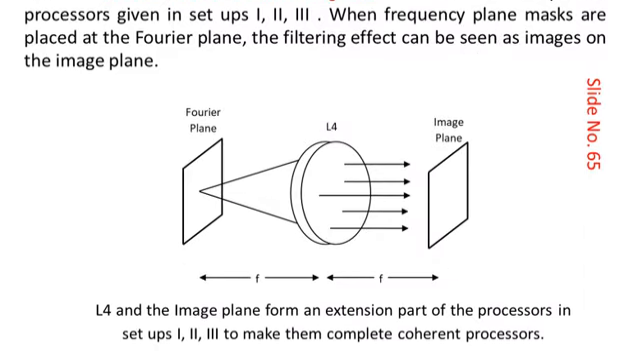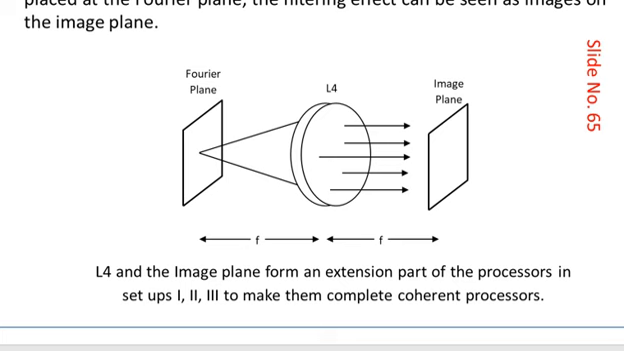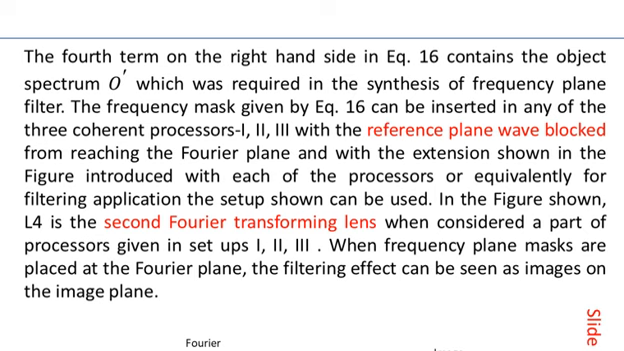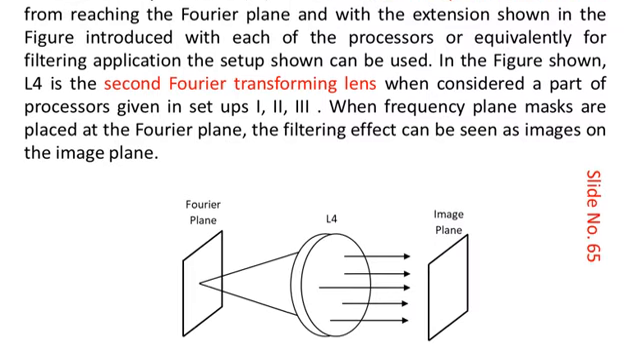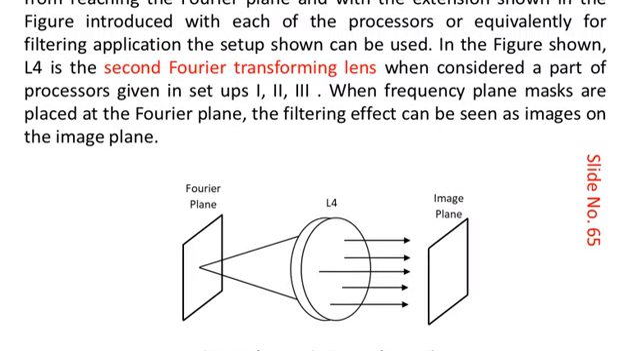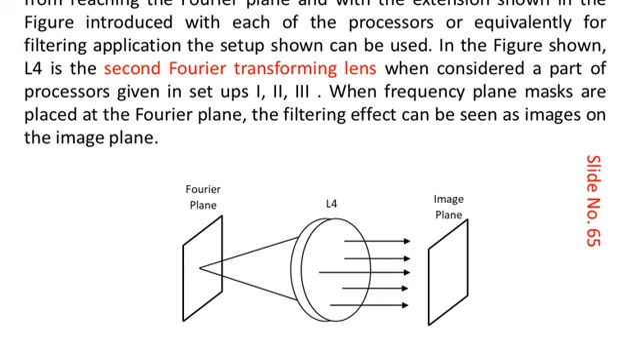So you see that after we have blocked the plane wave reaching each of the setups in figures 1, 2 and 3, and then using the extension with this setup, we can obtain useful information over here. So L4 is the second Fourier transform lens when considered a part of the processor given in setups 1, 2 and 3.